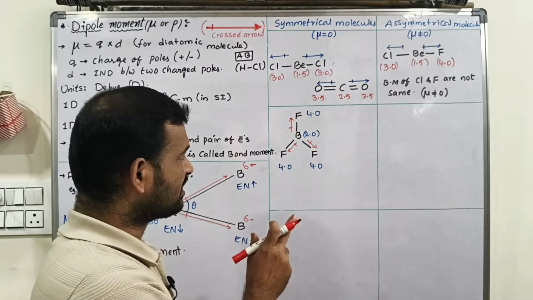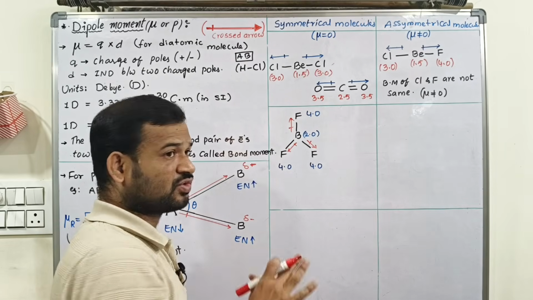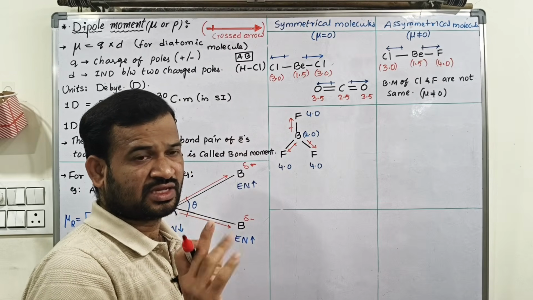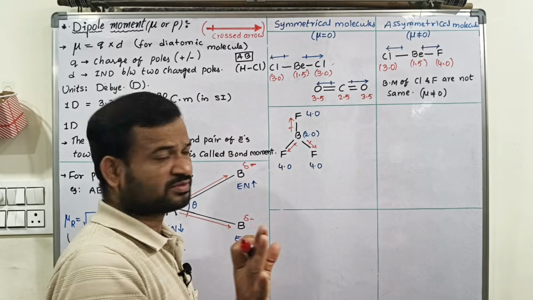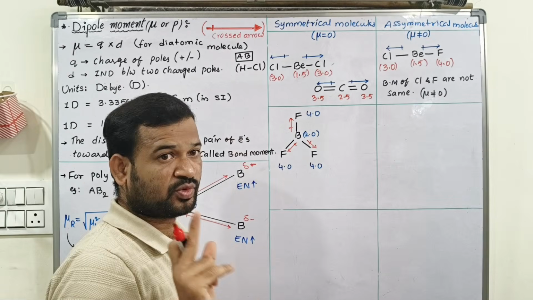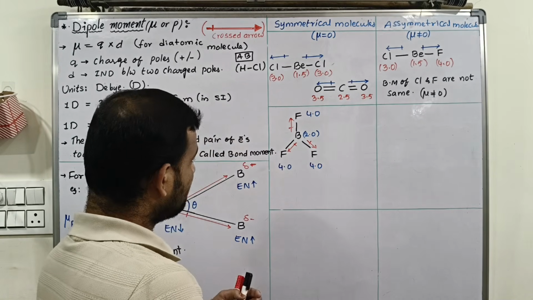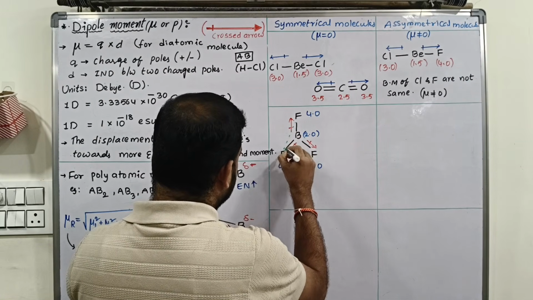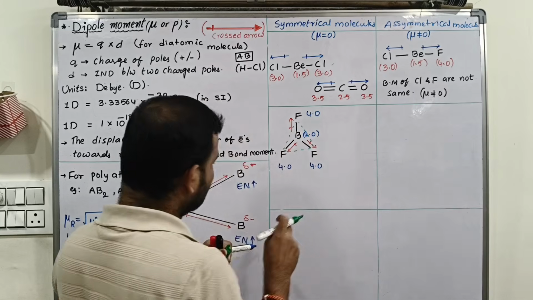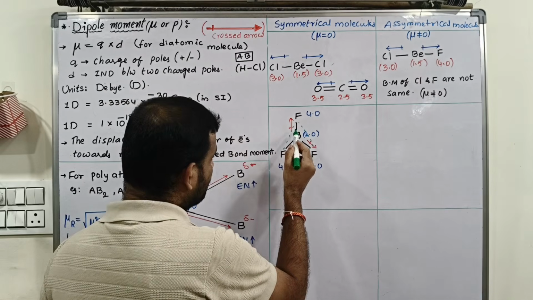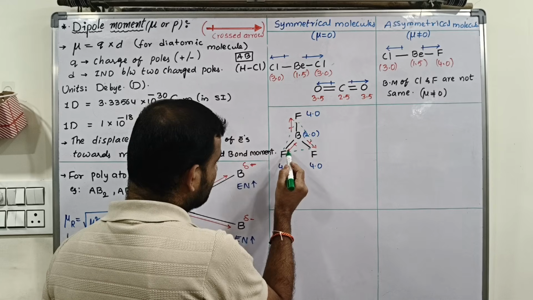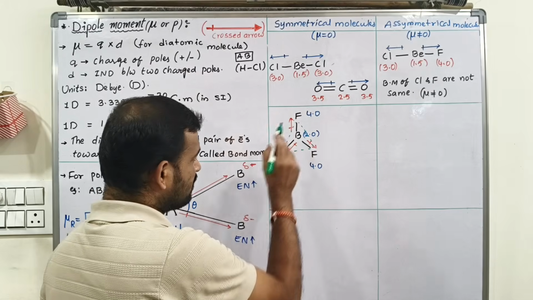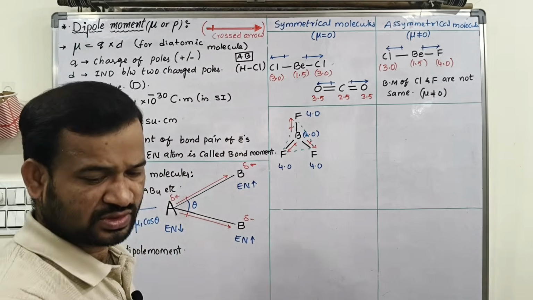Here, is there any lone pair of electrons? No, all are bond pairs, and it is trigonal planar. So without lone pairs, if a molecule contains the same kind of atoms, the dipole moment is equal to 0. Here these are arranged like this. In this trigonal planar shape, the bond moment of this one will be cancelled by these two, and each one is cancelled by the other two. So the net dipole moment is equal to 0.